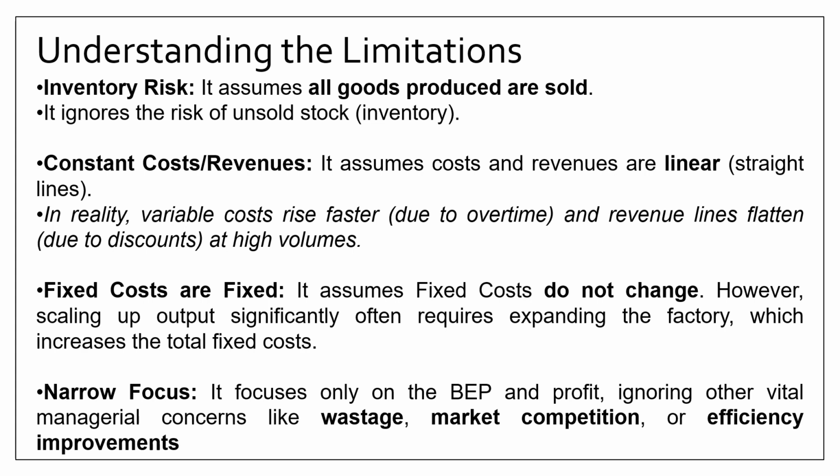Understanding the limitations. Number one, inventory risk. It assumes all goods produced are sold. It ignores the risk of unsold stock. Number two, constant cost or revenue. It assumes cost and revenue are linear, that is straight lines. So in reality, variable cost rises faster due to overtime and revenue lines flatten at high volumes.